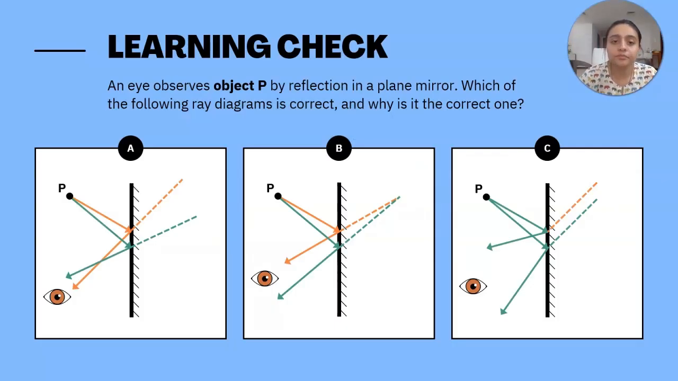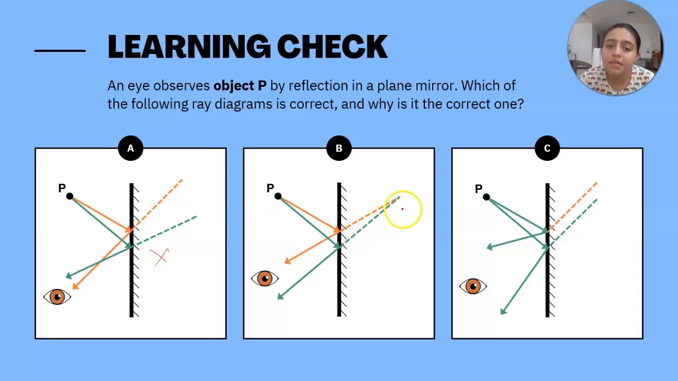So now there is one more question. As you can see, an eye observes object P. So where do you think the image will form, or which option is correct? Okay, so A, the dotted lines are not matching or coming together, right? They are not intersecting. So this option is incorrect.